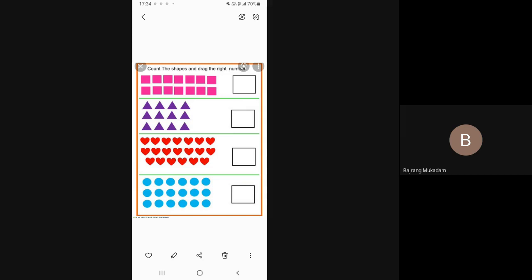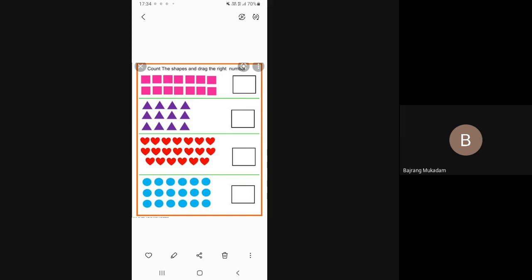8, 9, 10, 11, 12, 13, 14. How many squares? 14. Yes, good.